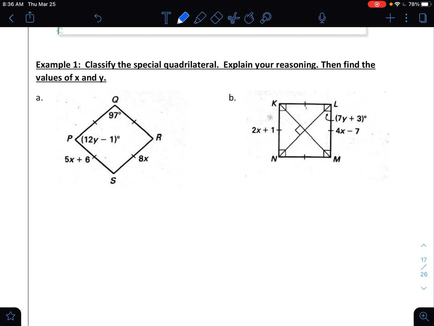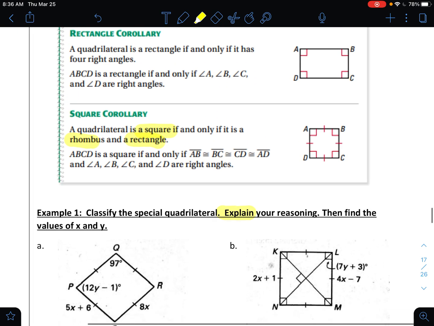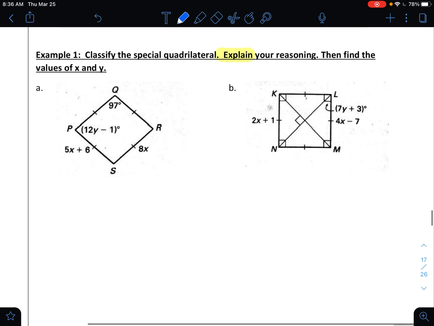Okay, number one, classify the special quadrilateral. Classify means be specific. Is it a parallelogram? Is it a rectangle? Be the most specific you can. We're going to explain our reasoning, and oftentimes these corollaries are the reasoning. Then we're going to go on and find the values of x and y.